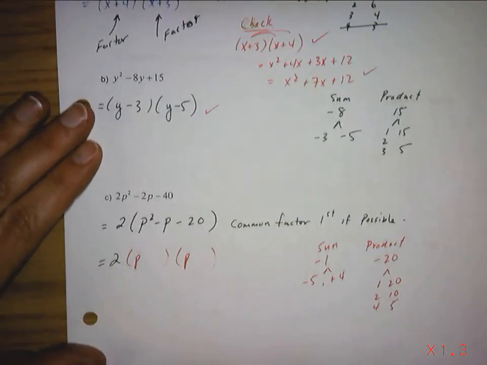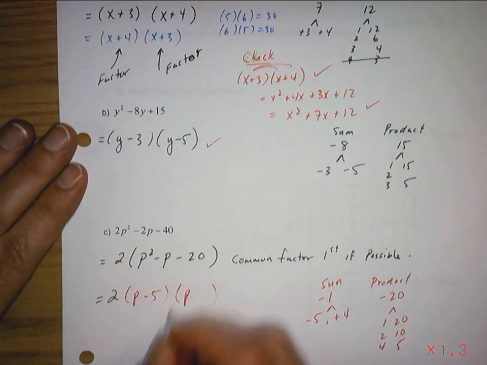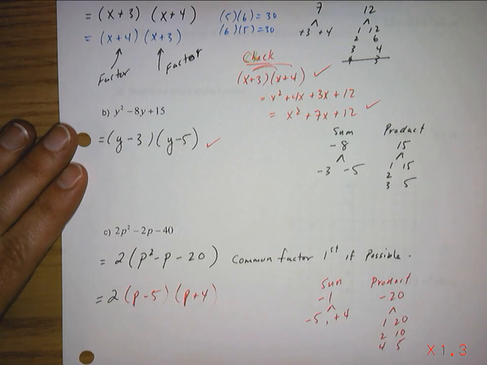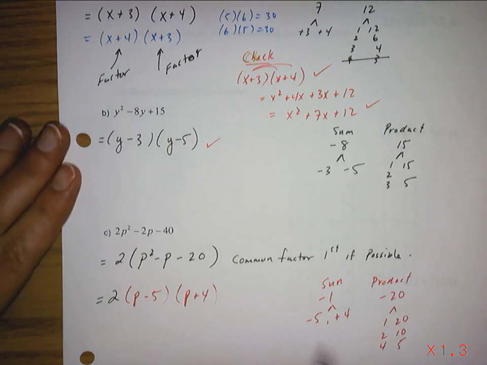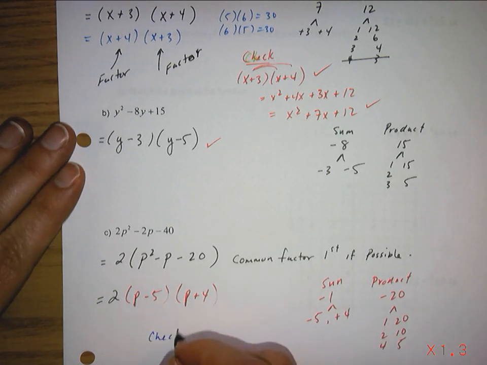So I need to move my page up a little bit here. So it's going to be negative 5 in one of them and positive 4 in the other one. And what we have is the answer. So if I take this and if I expand all of this out, I should end up right back where I started. Let's do a check.